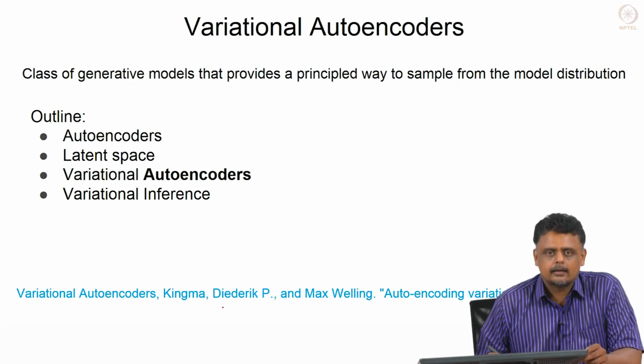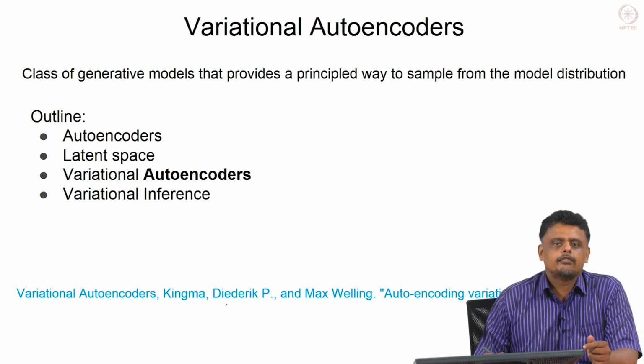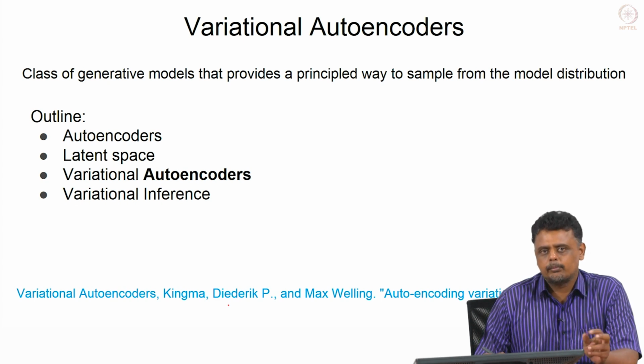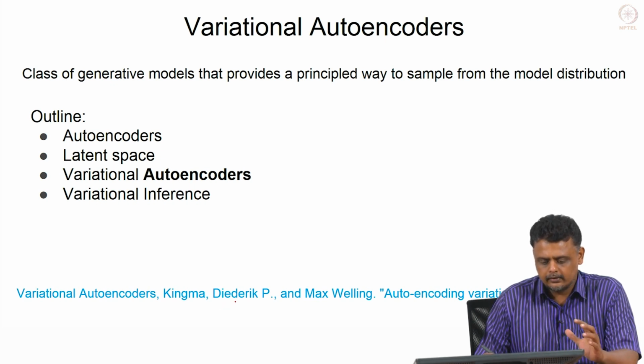Hello and welcome back. In this video we will look at variational autoencoders, which are a class of generative models that provide a principled way to sample from the data distribution or the model distribution. Here is a brief outline of our talk in this video.